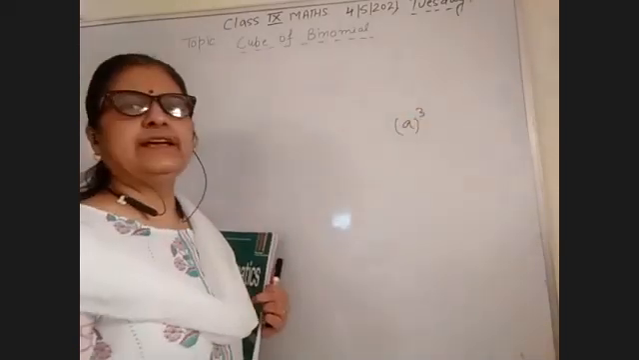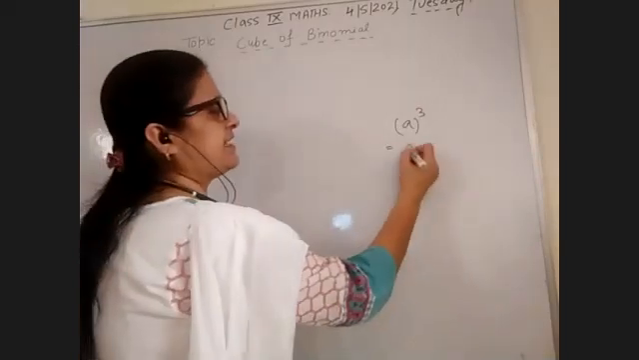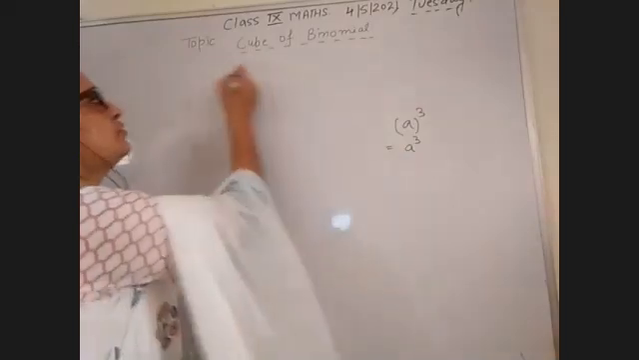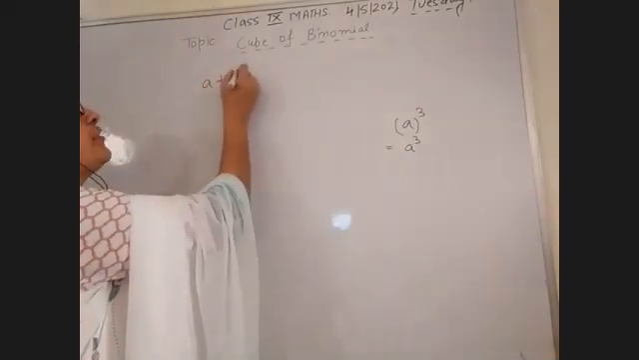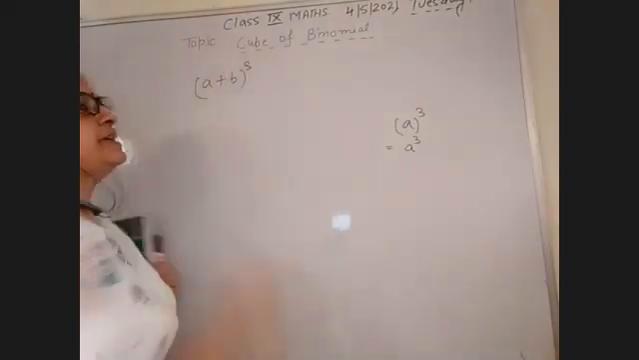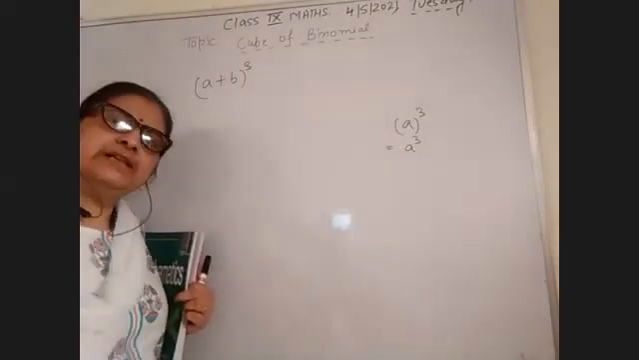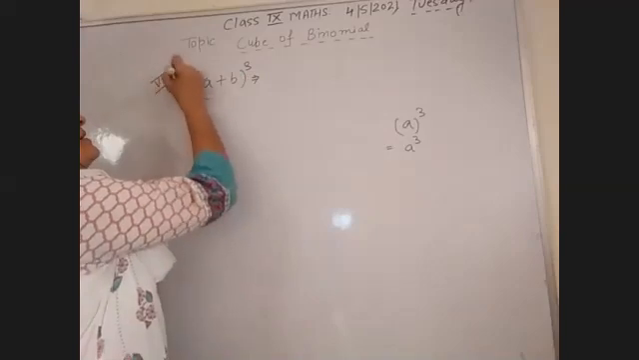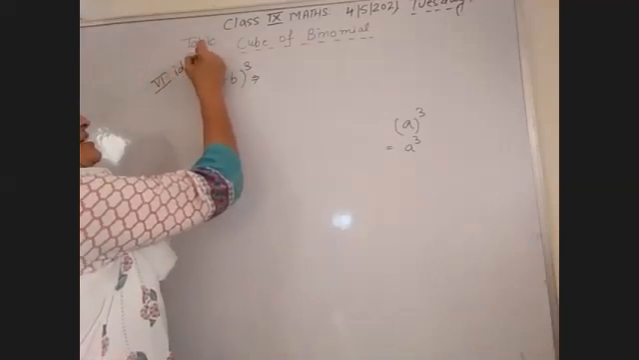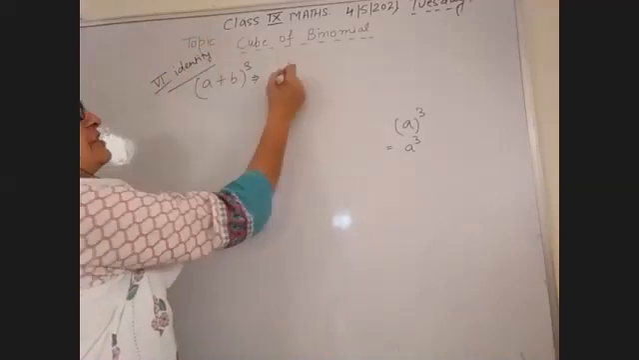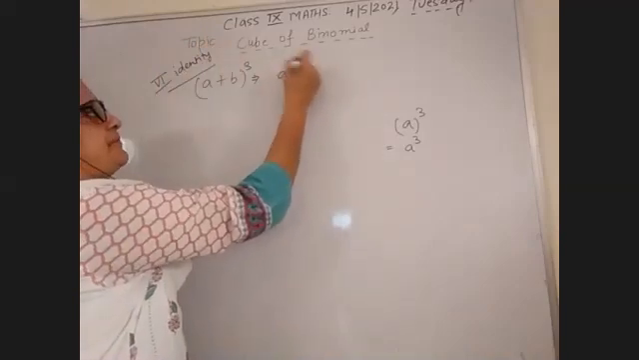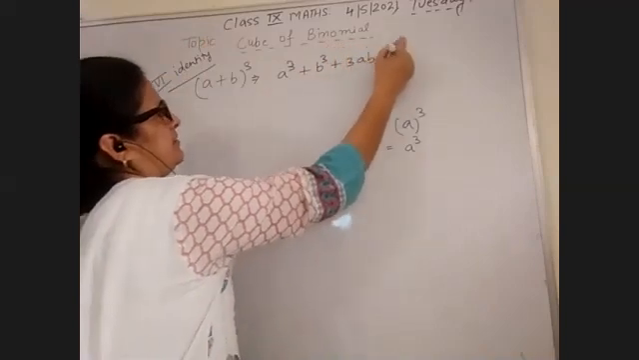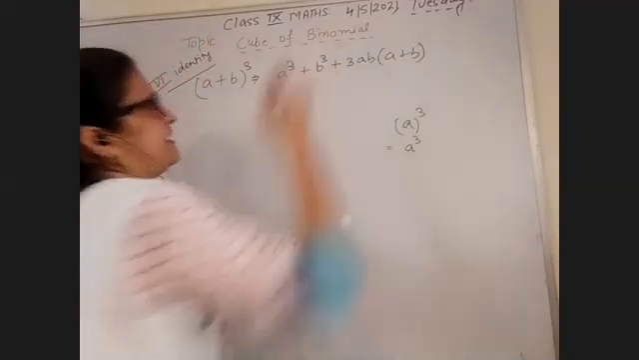When a cube, you can write it like this, it is equal to a cube. But when you do the cube of a binomial term, a plus b whole cube, then it is equal to, this is your sixth algebraic identity, a cube plus b cube plus 3ab in bracket a plus b.